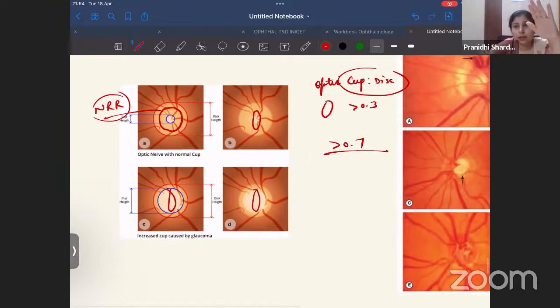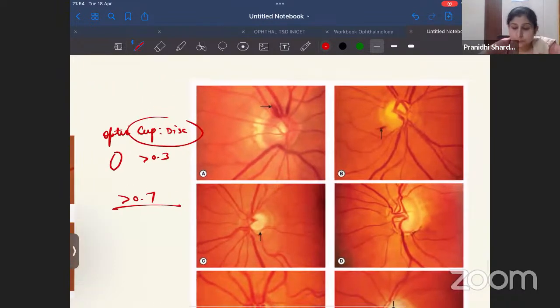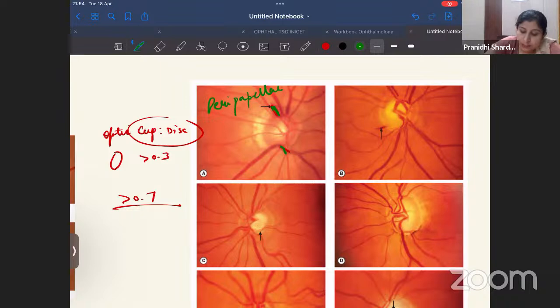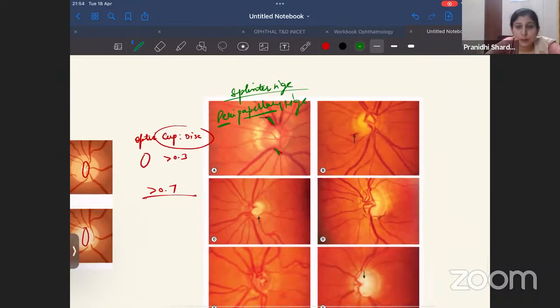So this is the cup, without any healthy tissue, and the neuroretinal rim contains the healthy tissue. The first thing is this. Other disc changes: hemorrhage around the optic disc. Around the optic disc, hemorrhage is seen, peripapillary. We know that the optic disc is known by the name of papilla. So around the papilla, peripapillary hemorrhages, that is splinter hemorrhages. Not pathognomonic, but seen in glaucoma.